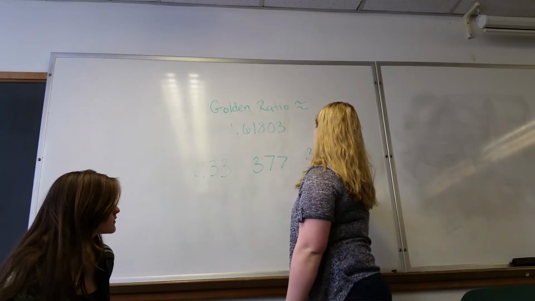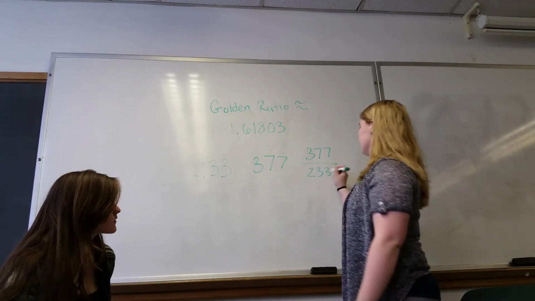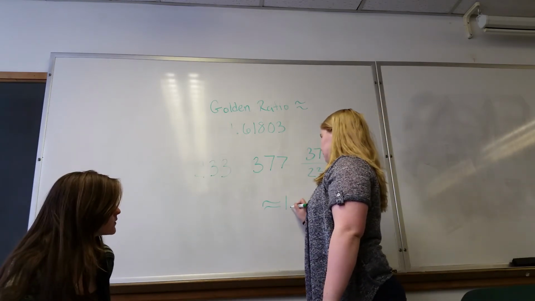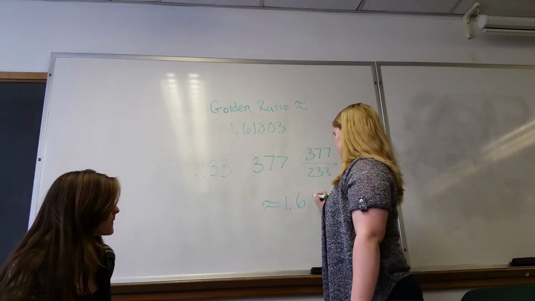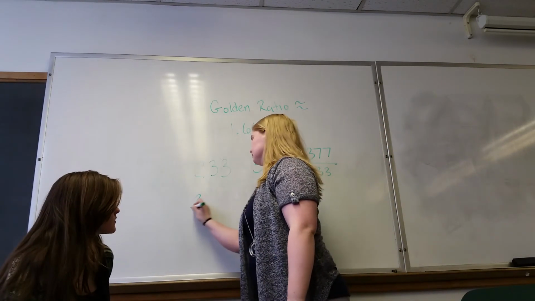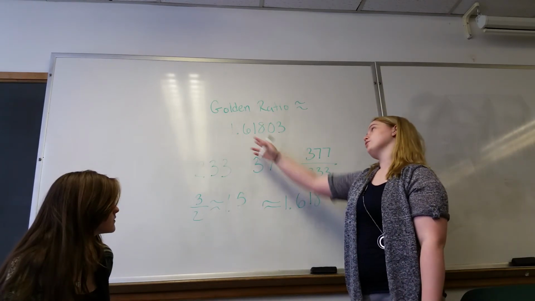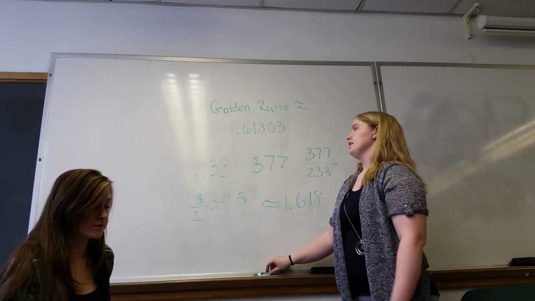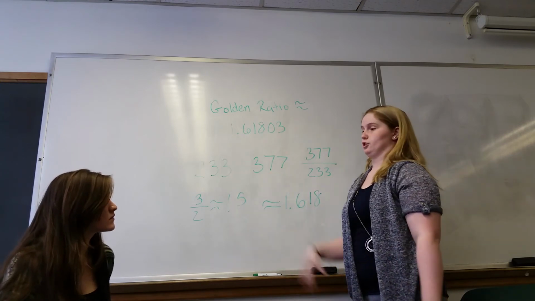So we have 377 divided by 233. 377 and 233 is approximately 1.6258. So compared to the original of 1.5, which was close, can't lie, this one is much closer. So as you can see, the larger these numbers are, the closer you're going to get to the golden ratio. Wow.